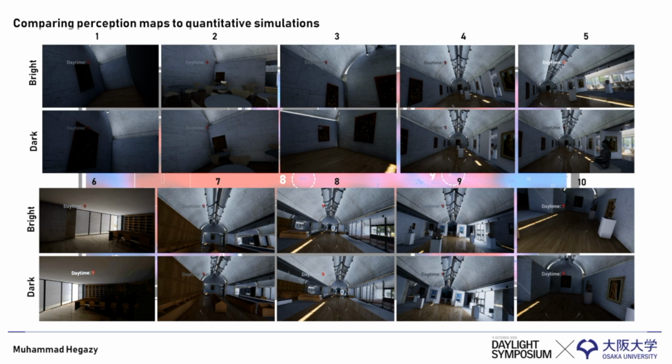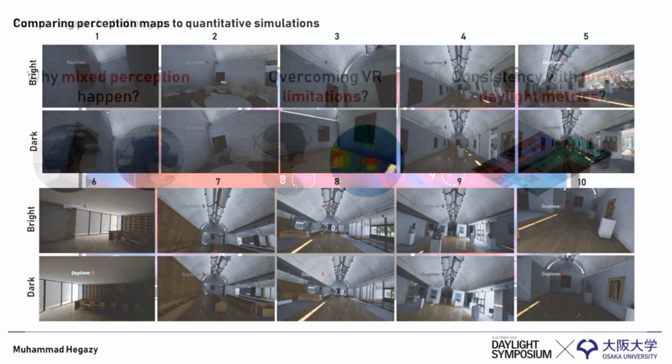So, for example, here are 10 scenes. They are mostly the same scenes snapshotted by users, but one user says it's a bright scene and the other user says it's dark. But in fact, they are basically the same scene at the same time. So it was interesting why users have different perceptions even in VR.